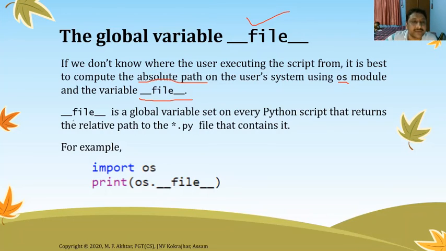Using this variable, we can know where we are working. What is this? It is a global variable set on every Python script that returns the relative path to the .py file that contains it. Where the file is saved, this variable will contain the working directory of that file. For example, here import os. To use this global variable, we have to import the OS module, and then we can use os.path and __file__, like this. It will display the current working directory.